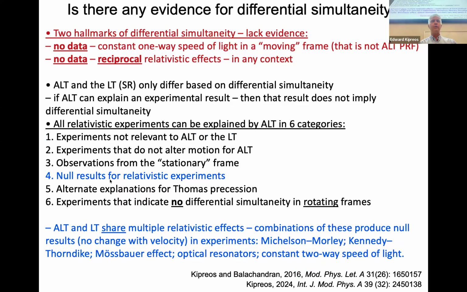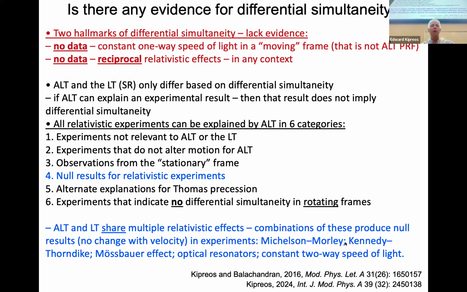And then there's these null results for relativistic experiments. So there's certain experiments that have what's called null results. What that means is that no matter what the velocity is, could be slow, could be fast, the result of the experiment's always nothing, no change. It's always the same, okay? So some of these are like the constant two-way speed of light. No matter what speed you're going, the speed of light's going to be constant.